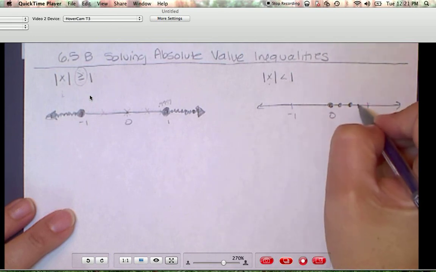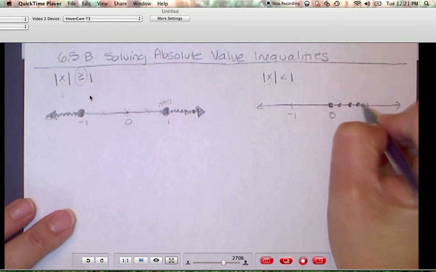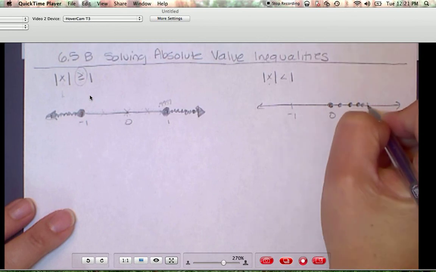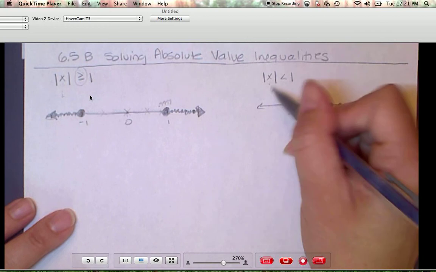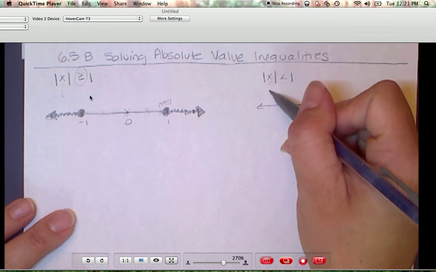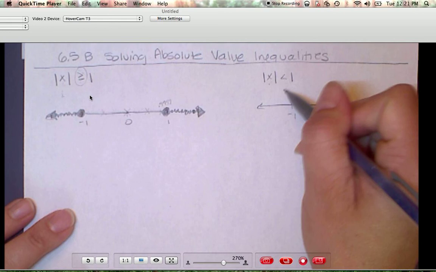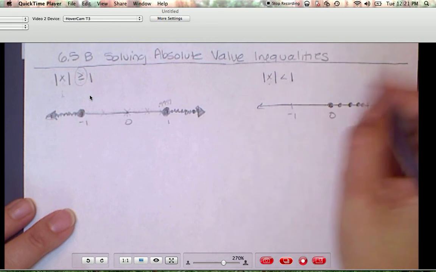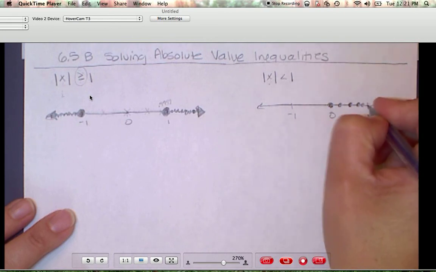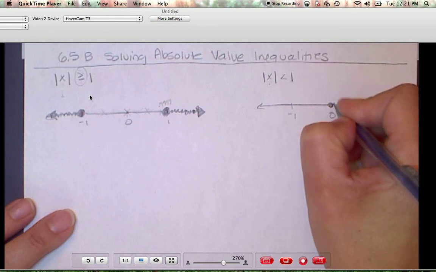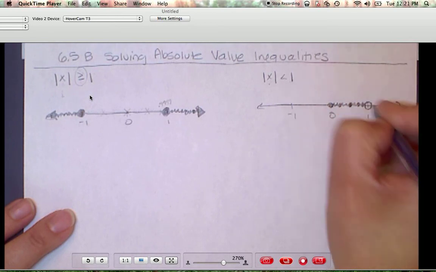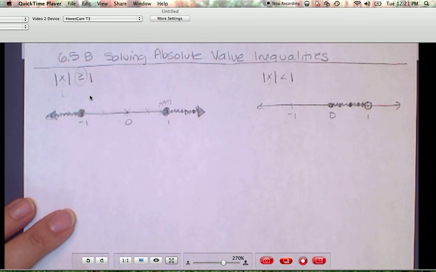Okay, 1/4. Keep working. All of these will work until you get to 1. What about 0.9999999999999? The absolute value of that will still be 0.9999999, which is still less than 1. So these are going to work all the way up until you get to 1. So what we're going to do is put an open circle on 1 to show it goes all the way up, but it stops at 1. 1 is not included.